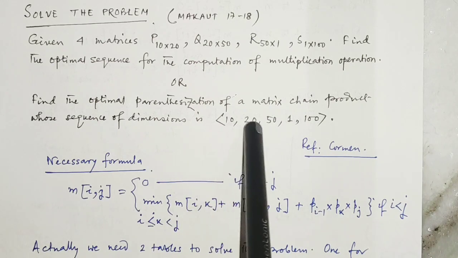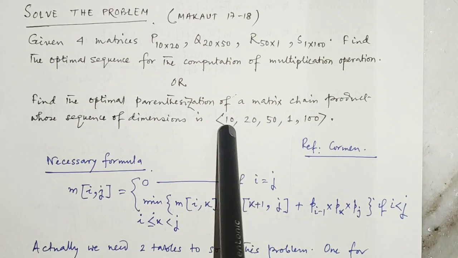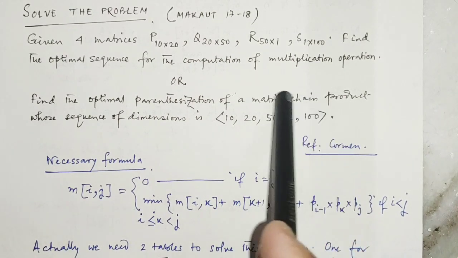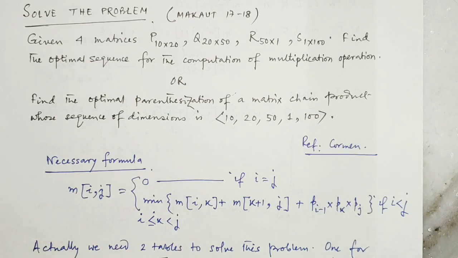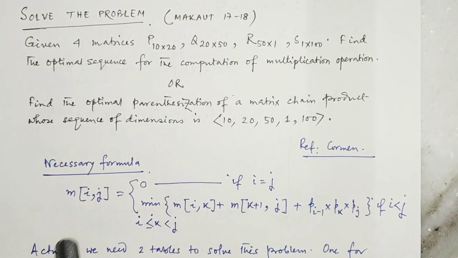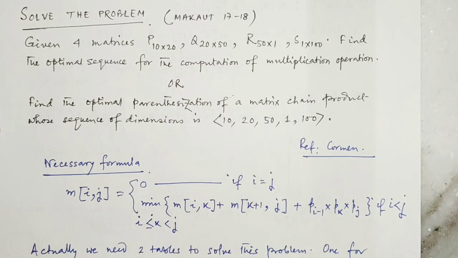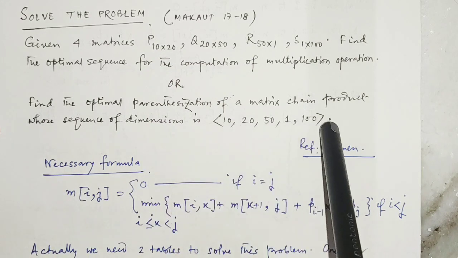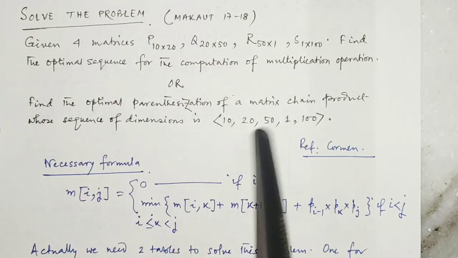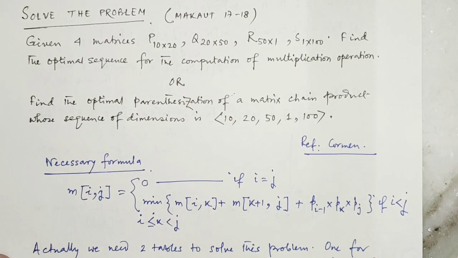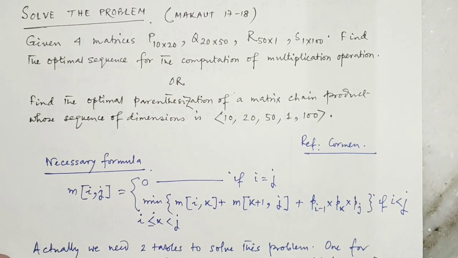Here a total of 5 dimensions are given: 10, 20, 50, 1 and 100. So the total number of dimensions minus 1 is the total number of matrices. Normally we write it as dimension dot length minus 1 equals the total number of matrices. Here 5 dimensions are given, so 4 matrices are present in the chain. The same problem with different representation. We will apply the matrix chain multiplication algorithm using the dynamic programming approach to solve this problem.